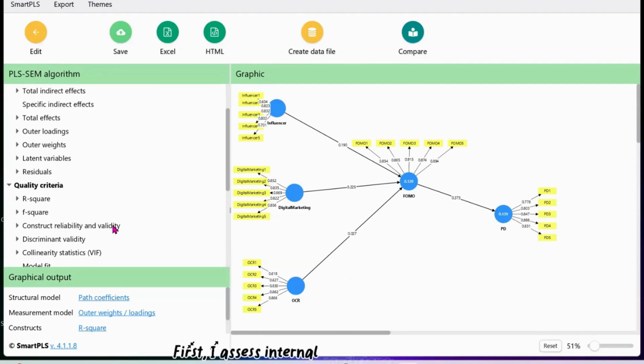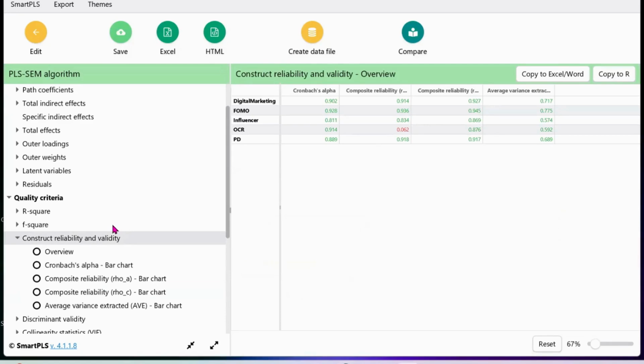First, I assess internal consistency reliability. Composite reliability value should exceed 0.70. Digital marketing recorded a composite reliability value of 0.927. FOMO recorded 0.945. Influencer recorded 0.869. OCR recorded 0.876. Purchase decision recorded 0.917. Since all values exceed 0.70, internal consistency reliability has been established. This indicates that the indicators consistently measure their respective constructs and produce reliable results.